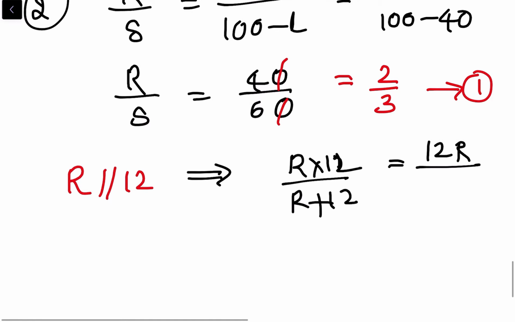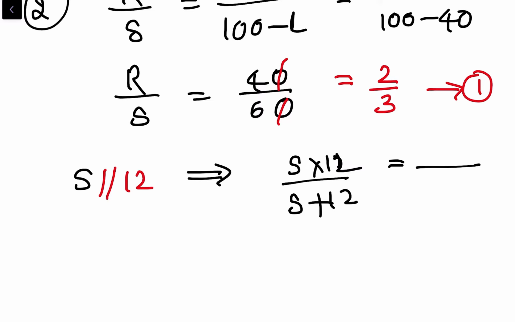It's not in parallel with R. It is in parallel with S. So now we will get S in parallel with 12. S into 12 by S plus 12, using R1 R2 by R1 plus R2, and you will get 12S by 12 plus S.